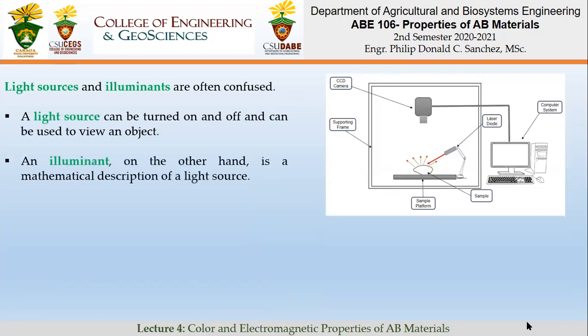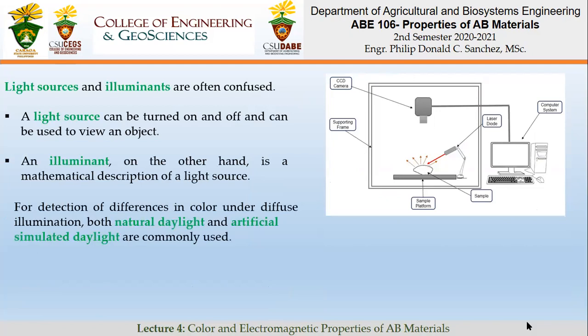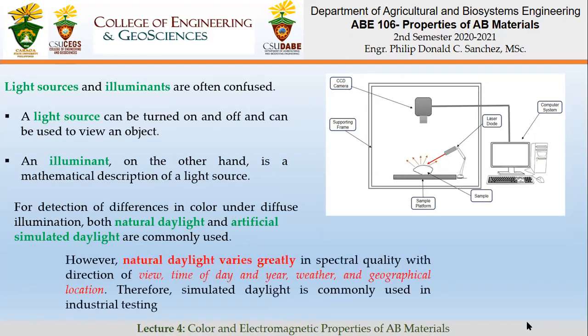A light source can be turned on and off and can be used to view an object. An illuminant, on the other hand, is a mathematical description of a light source. For detection of differences in color under diffuse illumination, both natural light and artificial simulated daylight are commonly used. However, natural daylight varies greatly in spectral quality with direction of view, time of day and year, weather and geographical location.